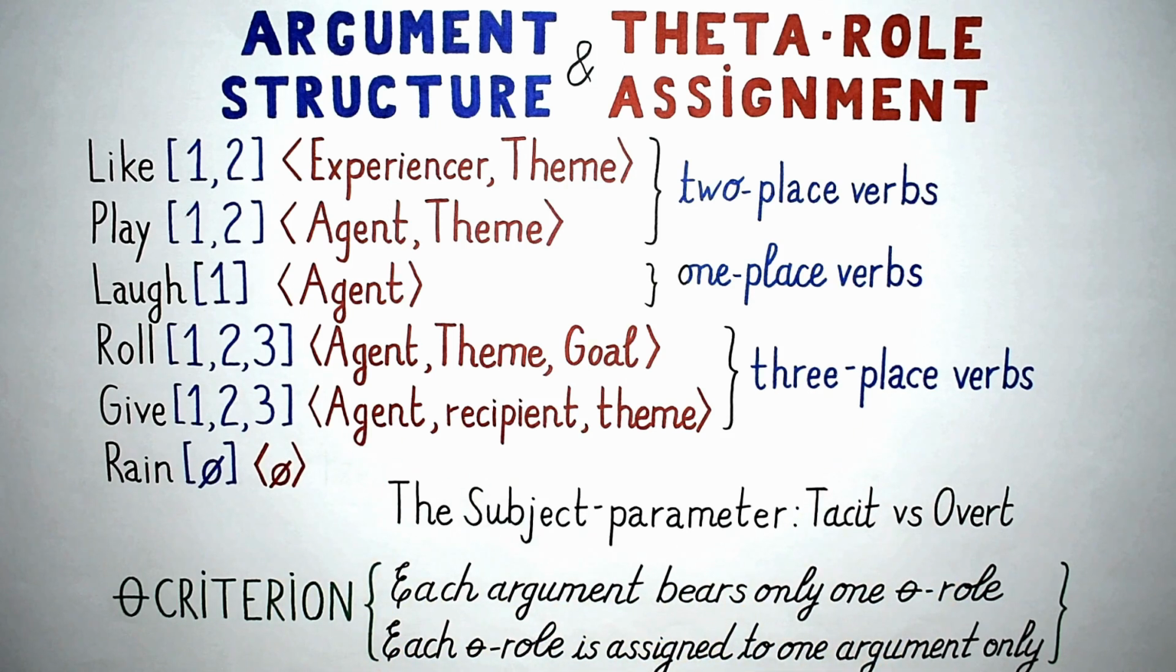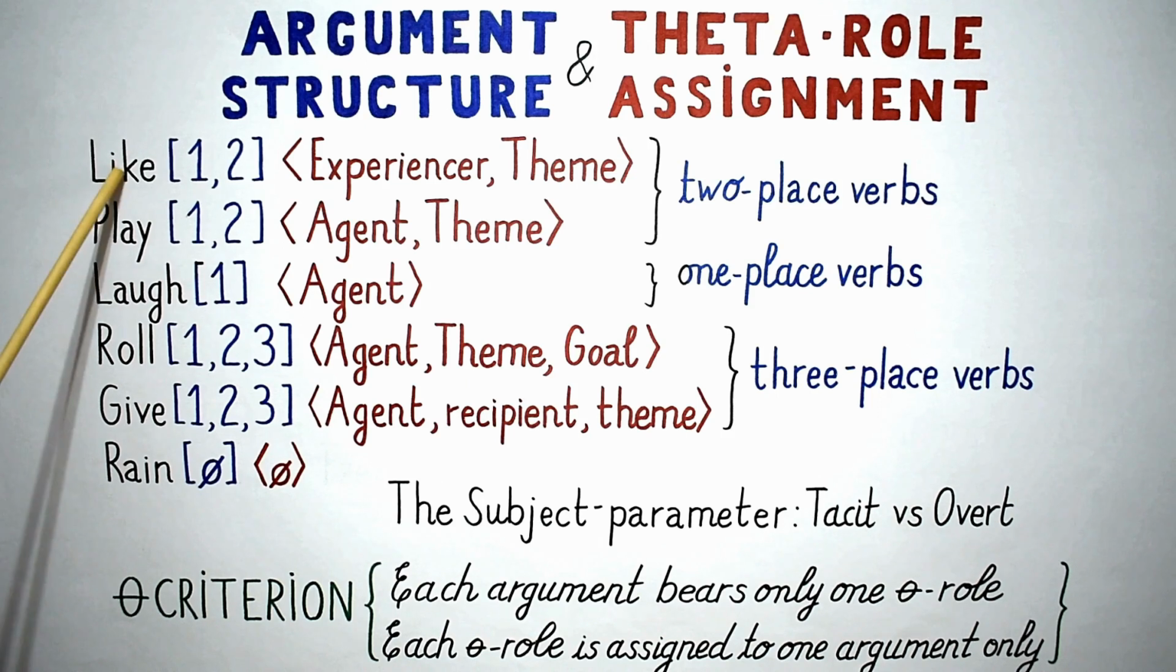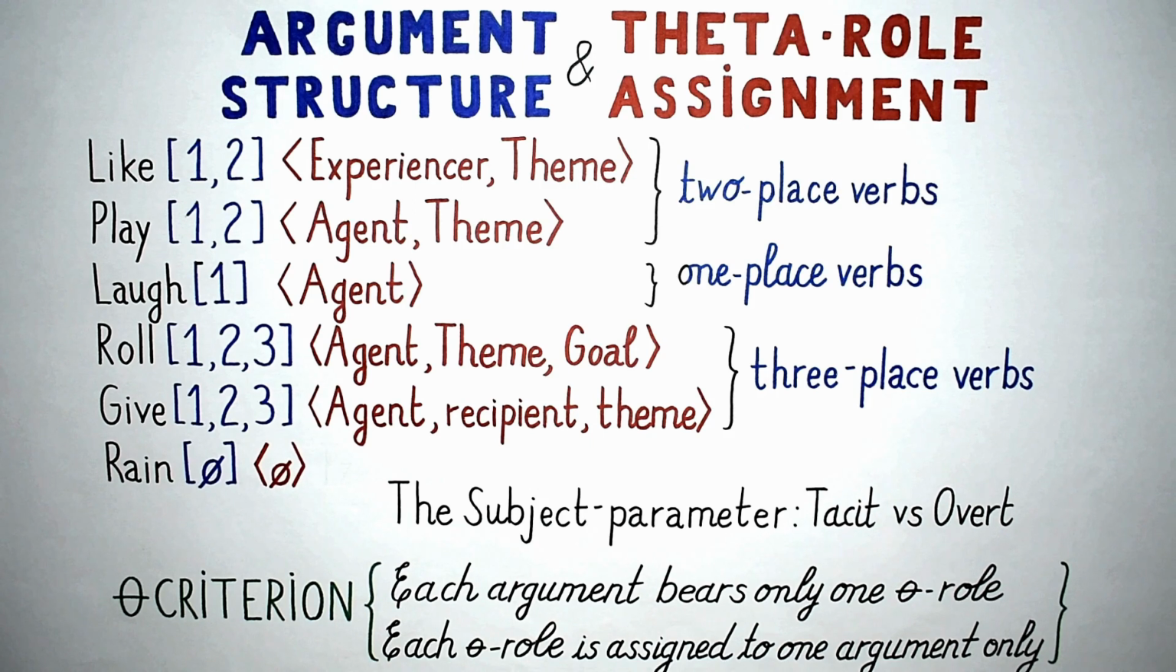That is, if we go back to our sentence, I like tennis, we will find that I bears only one theta role, experiencer, and that tennis bears only one theta role, theme. On the other hand, there is this other statement that is part of the Theta Criterion that states that each theta role is assigned to one and only one argument.